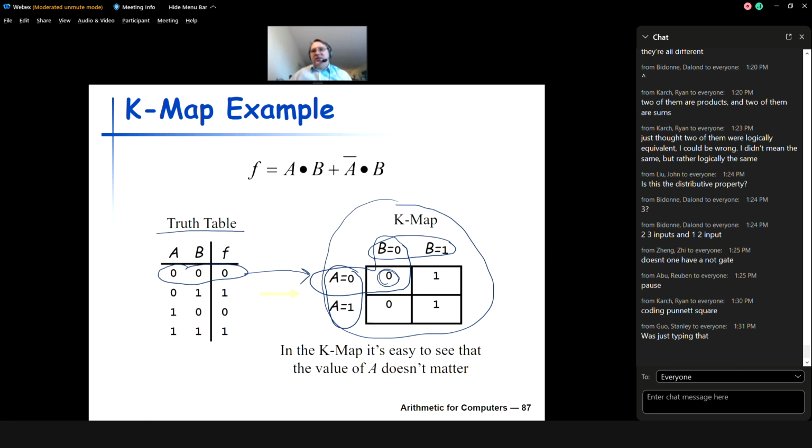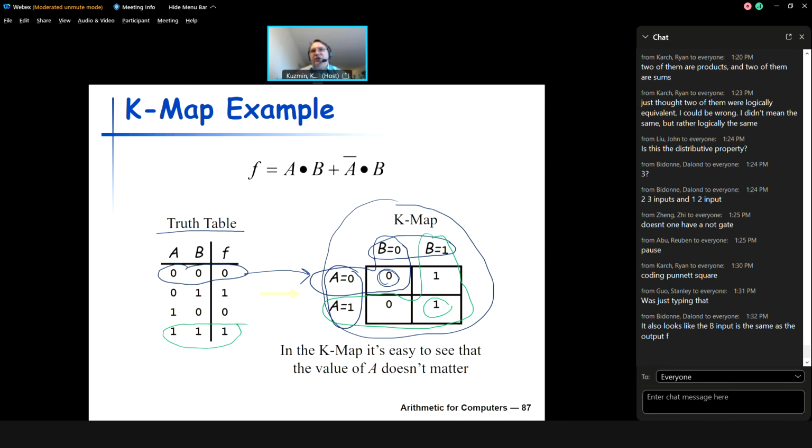Okay, so let's look at this value here. It is B of 1 and A of 1. So it is this row from our traditional truth table. So that's the first step: you observe the original truth table, you build the K-map, and you transfer values from the truth table to the K-map.